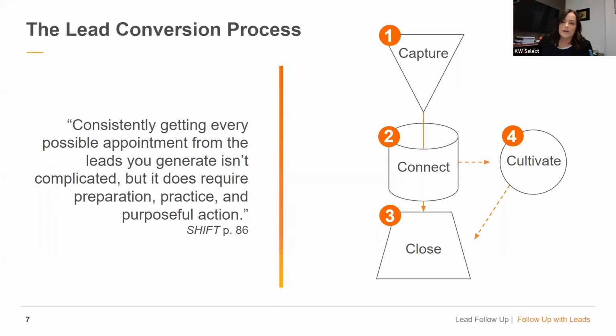Okay. So in your manuals on page 11.3, there's a page on the lead conversion process. So you want to turn to that. We have a quote again from the Shift book that comes up quite a bit in this session. It says that consistently getting every possible appointment from the leads you generate isn't complicated, but it does require preparation, practice, and purposeful action. Okay, so this is a process that can happen very quickly. You'll see it illustrated here, but often it can happen slowly as well. It depends on the type of leads you're generating and where they're coming from. We'll talk about that a bit later.